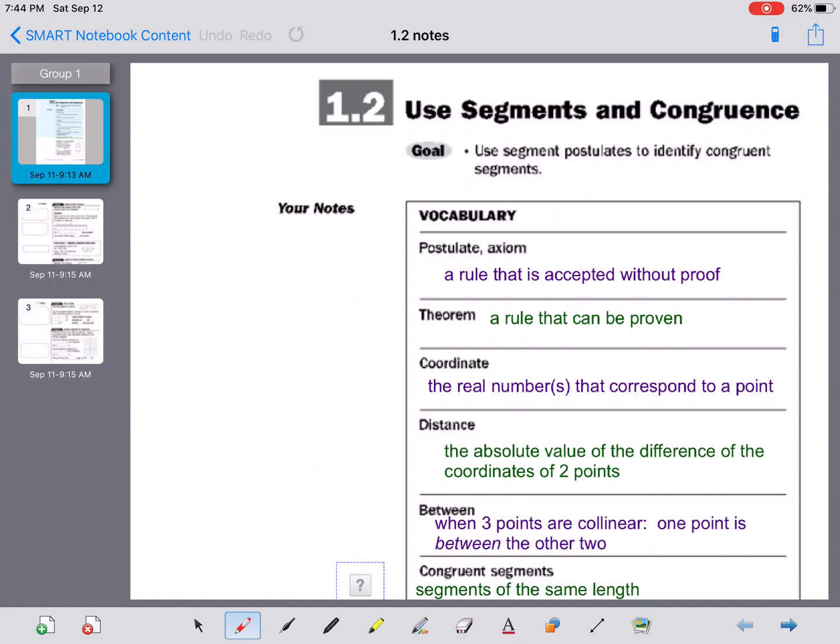1.2, use segments and congruence. Some new vocab for us here. Some of these we're going to hear a lot in geometry, some not quite so much, but it definitely is important that we go through them.